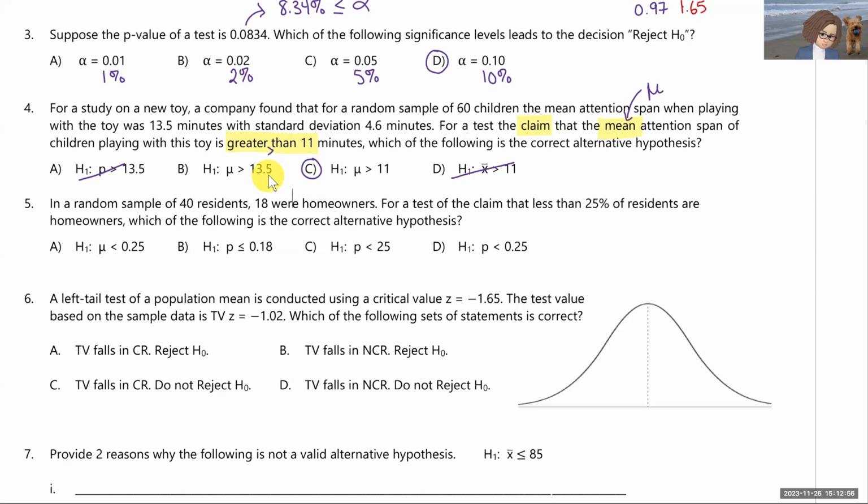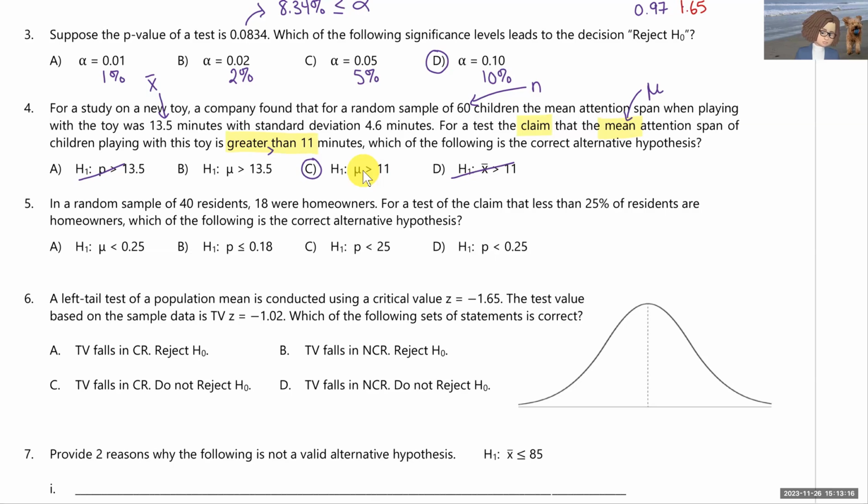I'm just going to make a note here that 13.5, that was for those 60 children, that was the sample mean. And again, that's not what we're doing the hypothesis test of. So we always want mu, or proportions would be P.